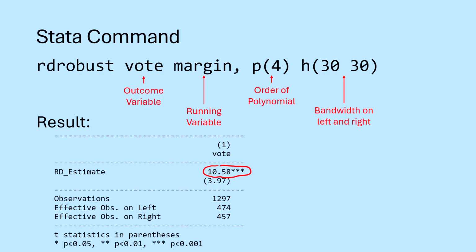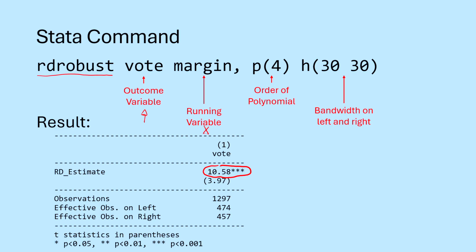What I've put along the top here is the Stata command needed to make this happen. So we're going to be using specifically the package rdrobust. There are different packages that you can use to run RD estimates. The first thing that we put is the outcome variable. So vote is representing the Democratic vote share in this election. And the second thing we put is the running variable. Remember, that was our X variable from before. So margin is the Democratic winning margin in the previous election.